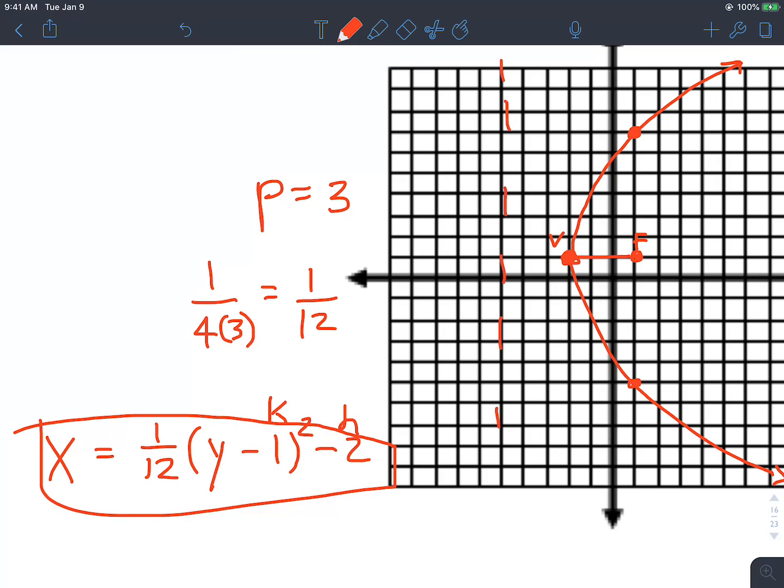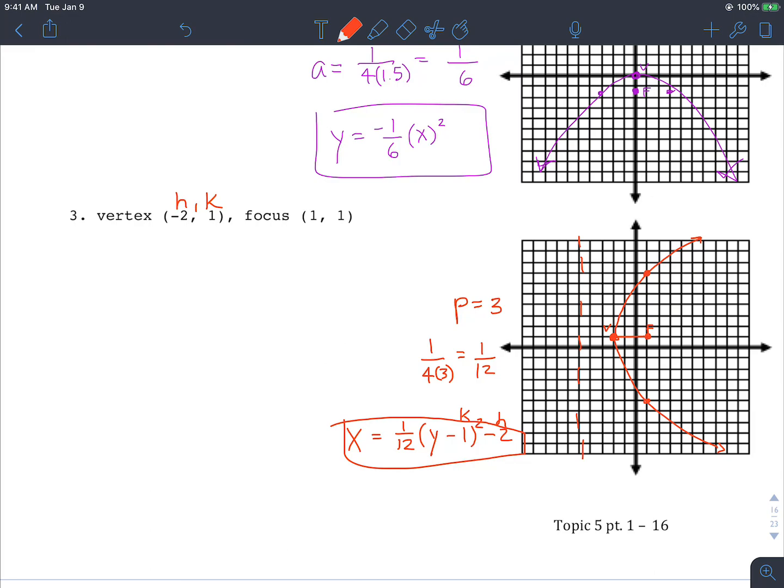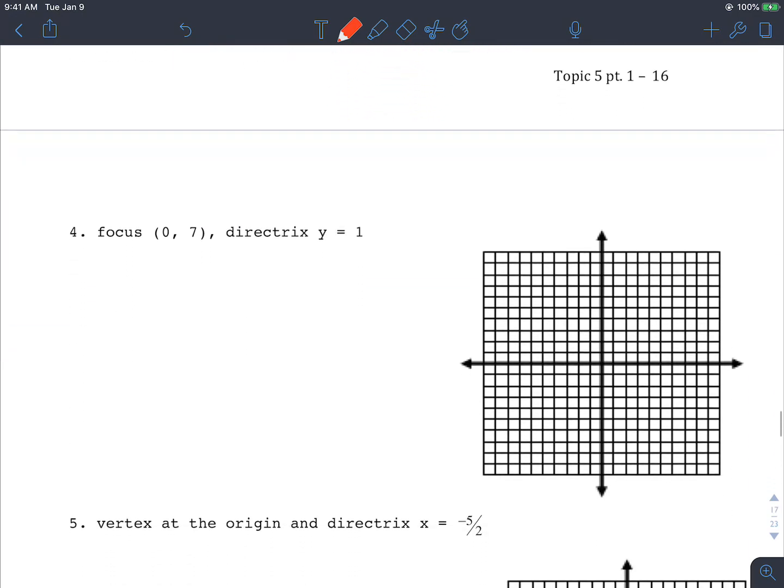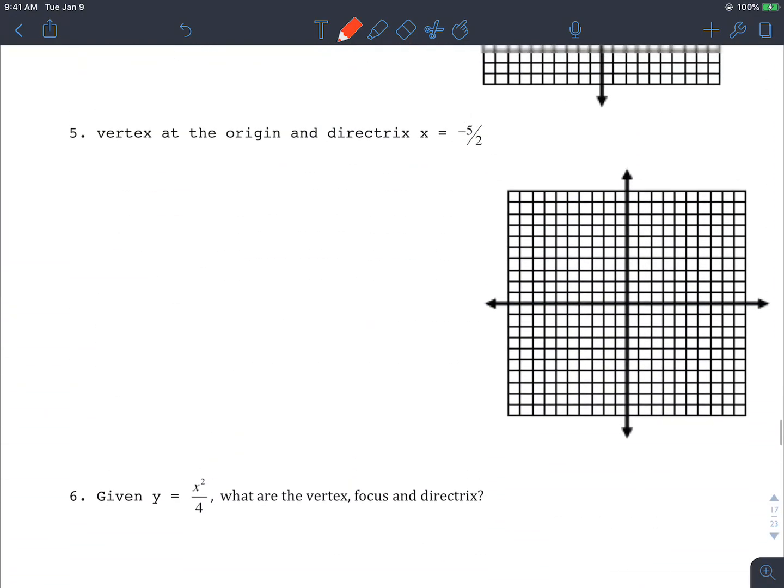There we go. And that's your graph right there. Once again, they didn't ask us to do the full graph, but it's good practice. All right, I think I got a couple more here. Yep, this is the last page.